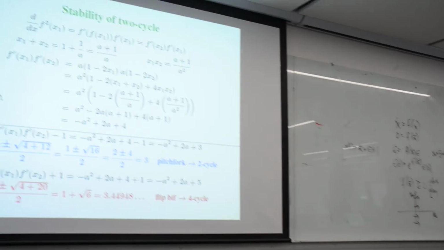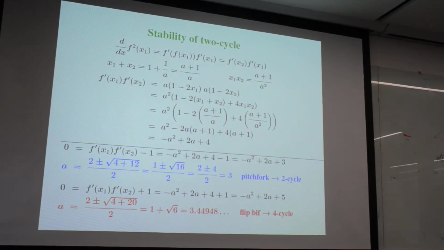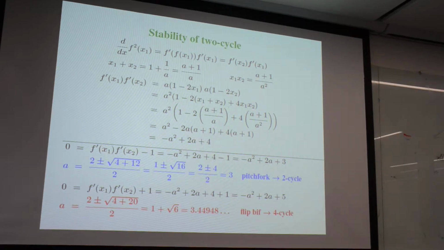We can go further and try and look at the stability of the 2 cycle, because it's going to undergo a bifurcation too. So we're thinking now of F2. We have a fixed point of F2, and so we're going to take its derivative, and we're going to see when it crosses -1 or 1. We use the chain rule. This is f prime of x1 times f prime of x2, the product of the derivatives of the two elements of the 2 cycle, which we got. We can do a lot of algebra, and we get this expression.